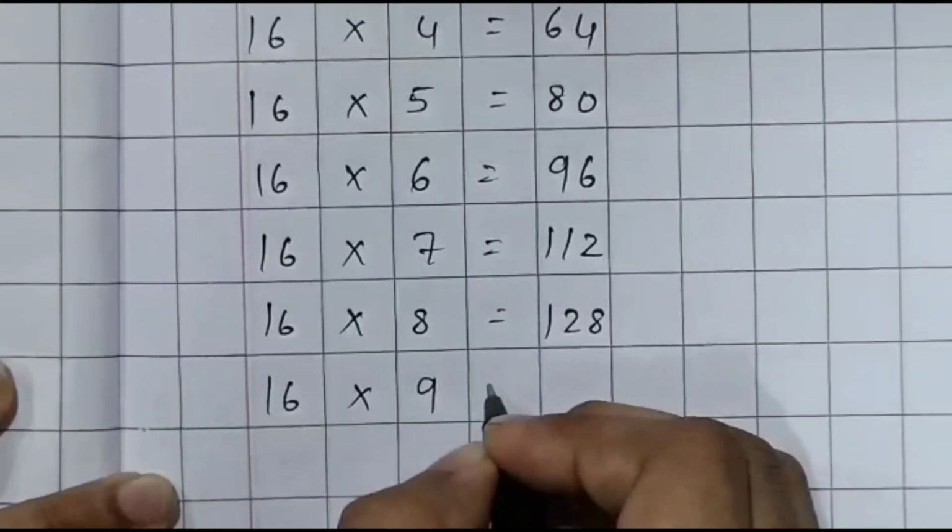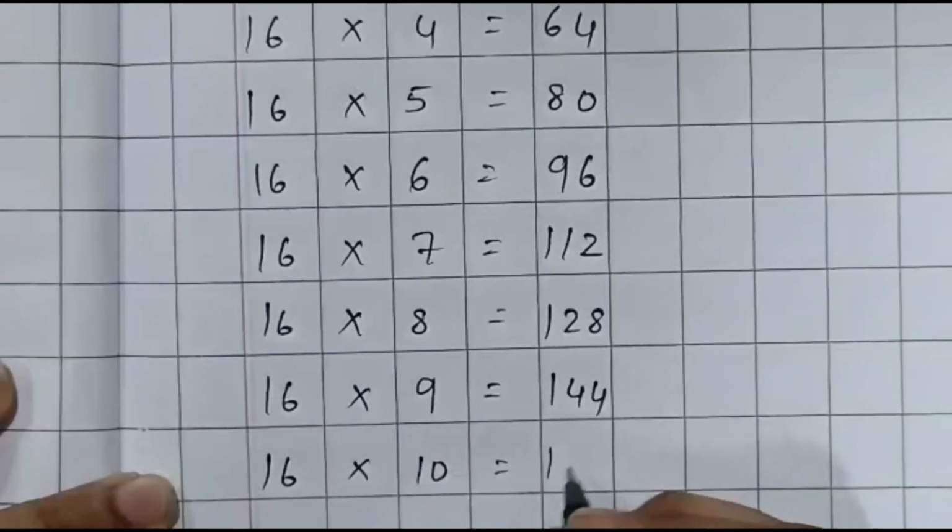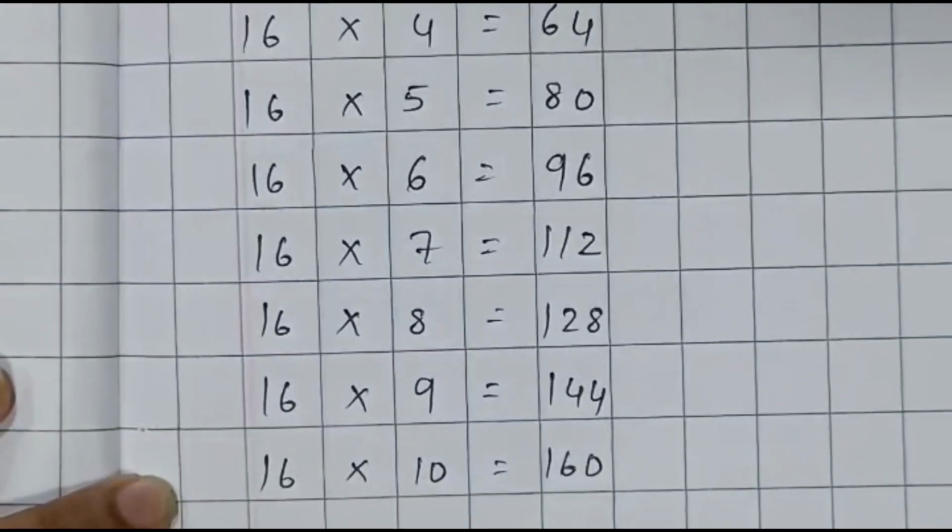16 nines are 144. 16 tens are 160. Let us go through this again.